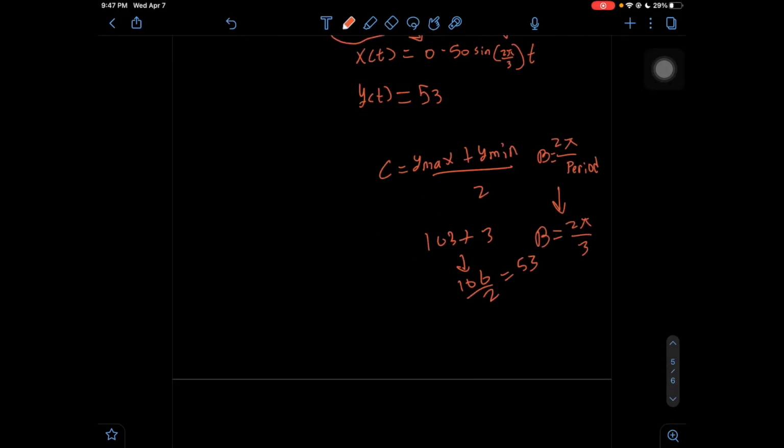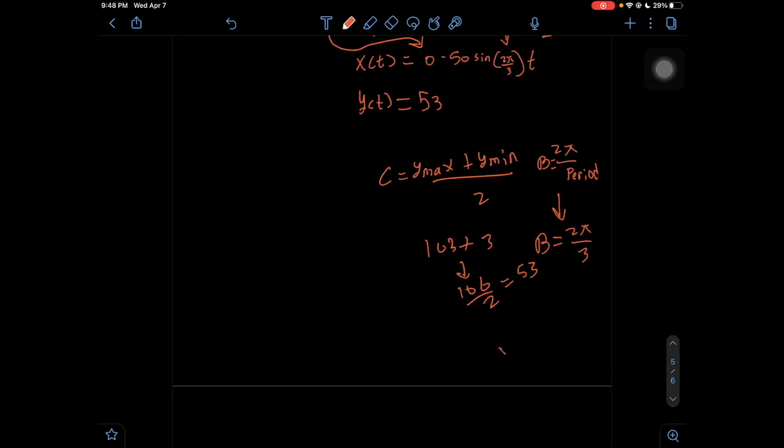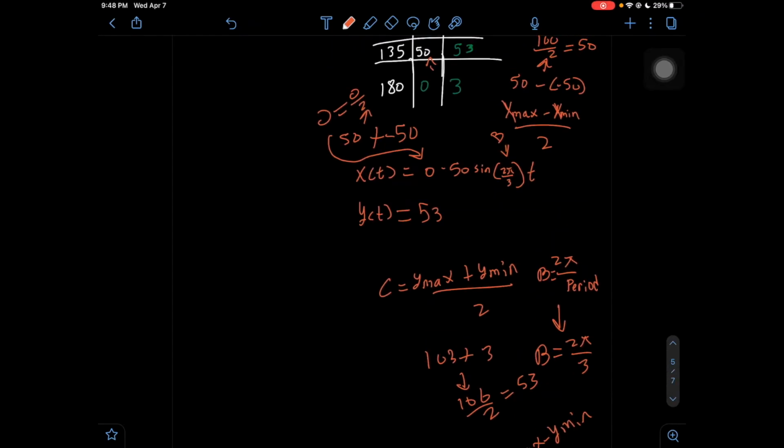Next, we have to find our amplitude. We said amplitude is y max minus y min over 2. So we have y max minus y min. We said the max was 103. The min was 3. 103 minus 3 is 100. Divided by 2 equals 50. So we know the amplitude is 50.